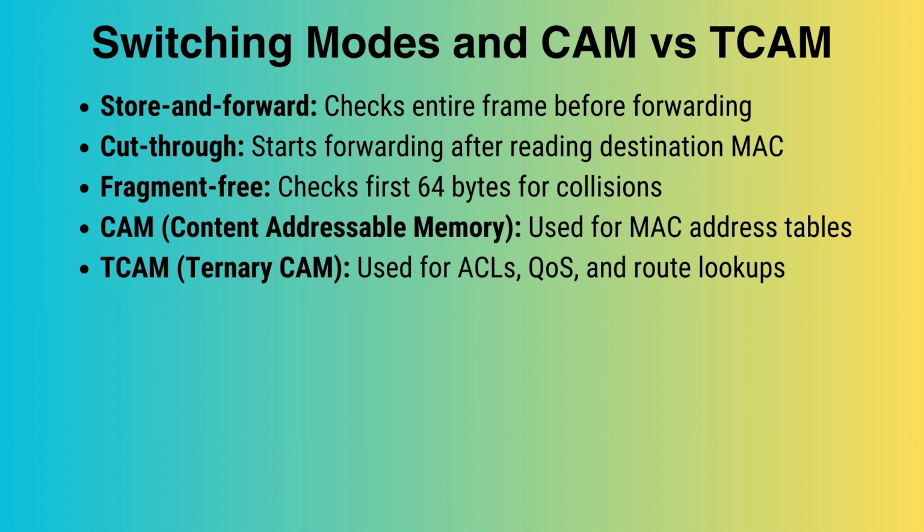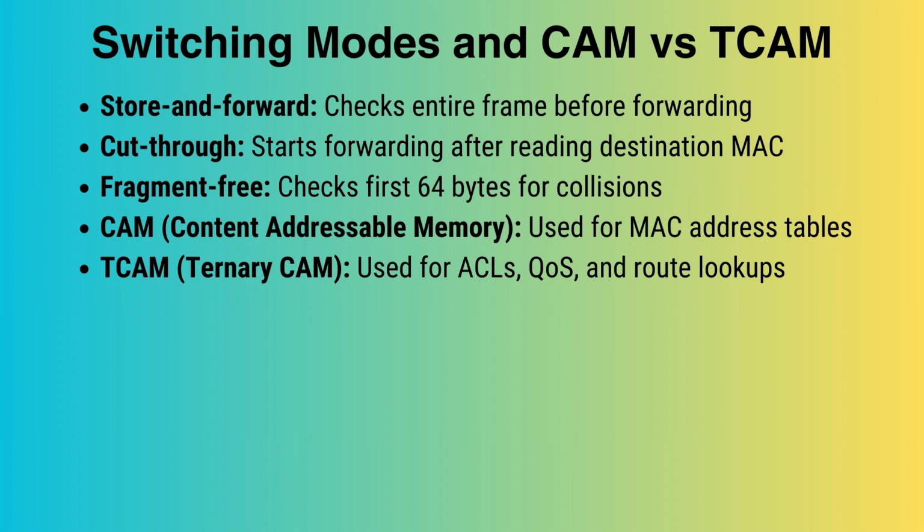In the store and forward mode, the switch receives the entire frame and checks it for errors before forwarding it. This ensures error-free transmission but introduces higher latency as the switch waits for the entire frame to arrive. Cut-through mode, on the other hand, starts forwarding the frame as soon as the destination MAC address is read. This reduces latency but sacrifices error checking, potentially forwarding corrupted frames. Fragment-free mode strikes a balance by checking the first 64 bytes for errors before forwarding, catching most errors without introducing significant latency.